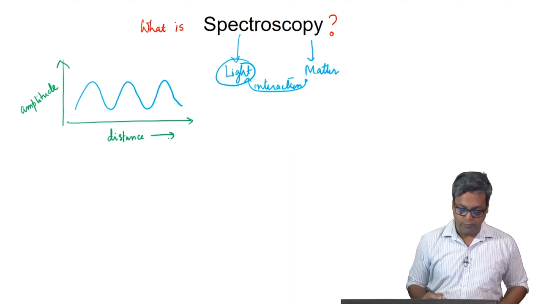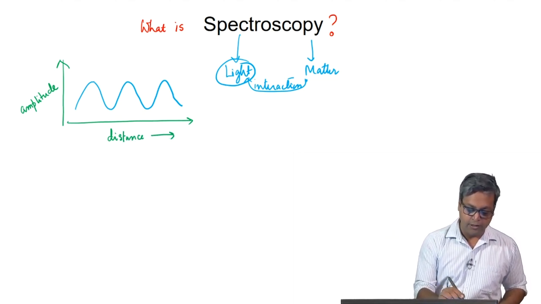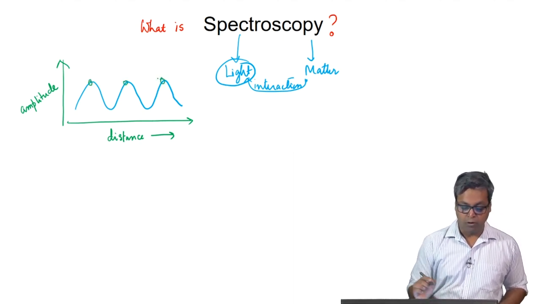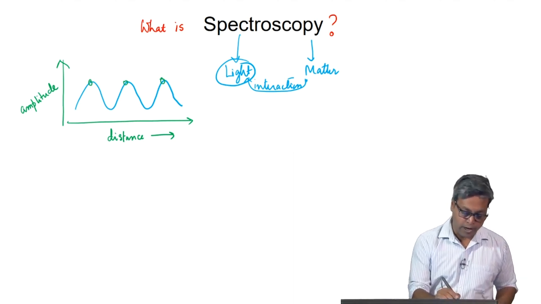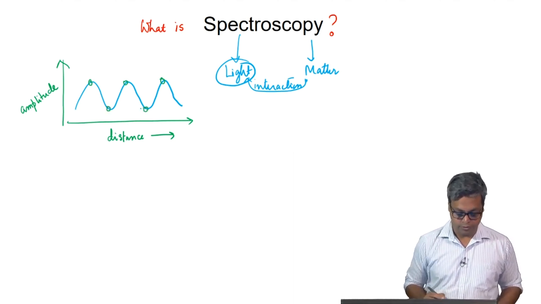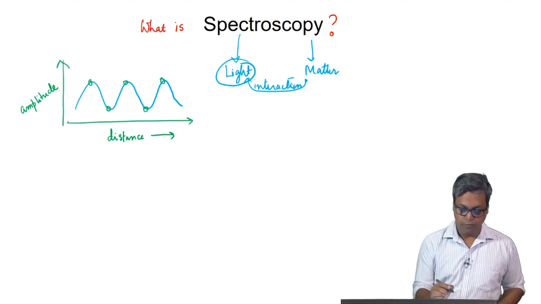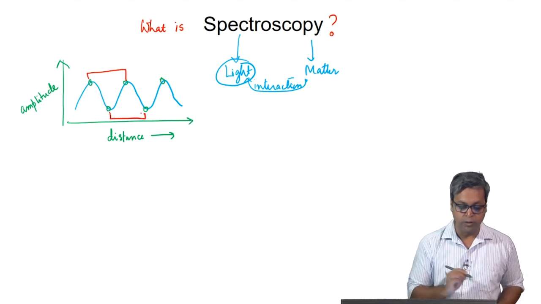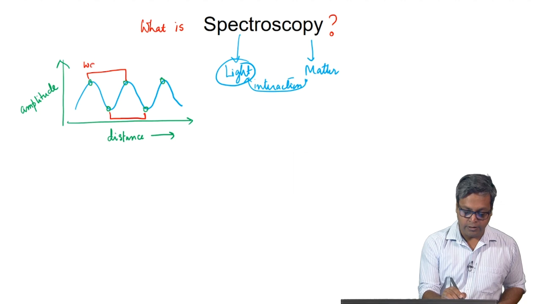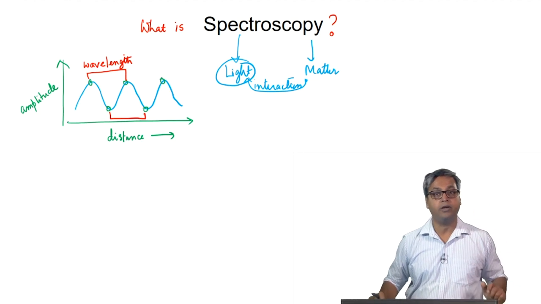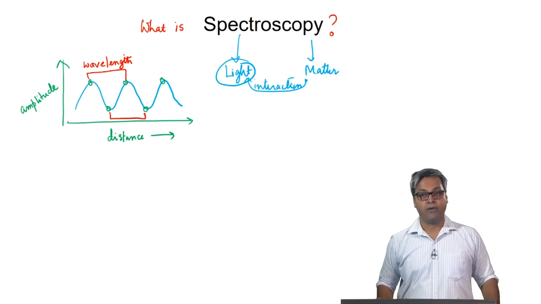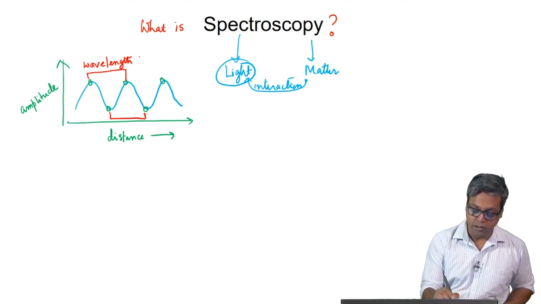If you look into the wave, we will see that there are several repeating points where the wave has maximum amplitude, and also there are several points where the wave has minimum amplitude. Now if we join any two consecutive maxima or any two consecutive minima of the wave, that distance is called the wavelength, or the length of the wave. For any wave, there is a wavelength, and wavelength is commonly represented by lambda.